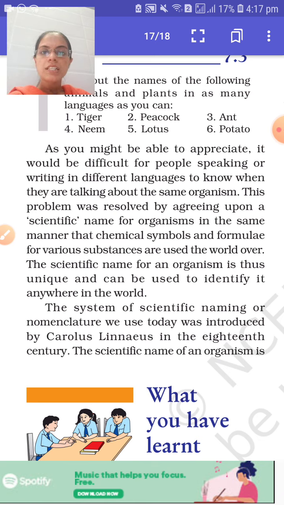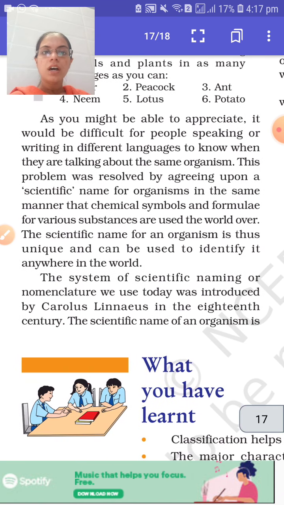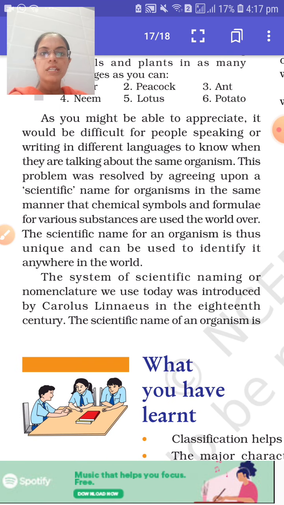This problem was resolved by agreeing upon a scientific name for each organism, in the same manner that chemical symbols and formulas for various substances are used the world over. The scientific name for an organism is thus unique and can be used to identify it anywhere in the world. The system of scientific naming, or nomenclature, we use today was introduced by Carolus Linnaeus in the 18th century.